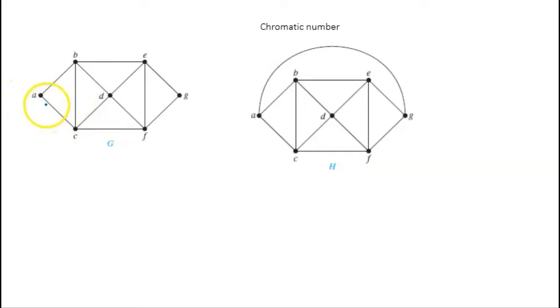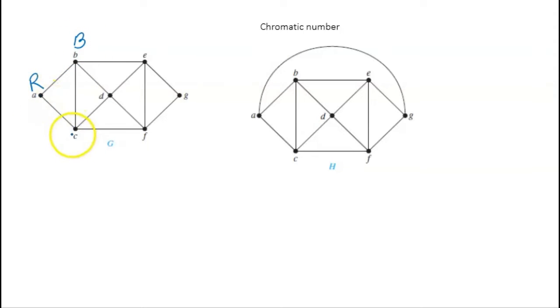So to color this graph, let us check what its chromatic number is and how the colors should be assigned. Suppose I assign red color to this vertex. I am writing R for red. Now since B is adjacent to A, I can't assign red color to B, so I am assigning blue color to the vertex B.